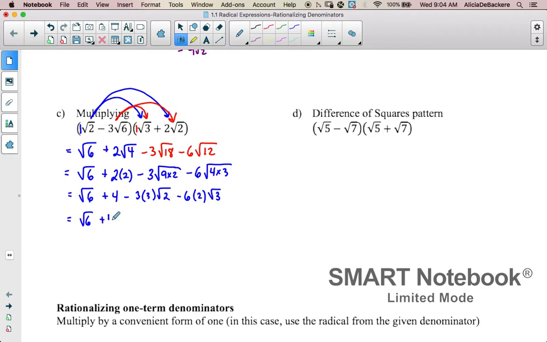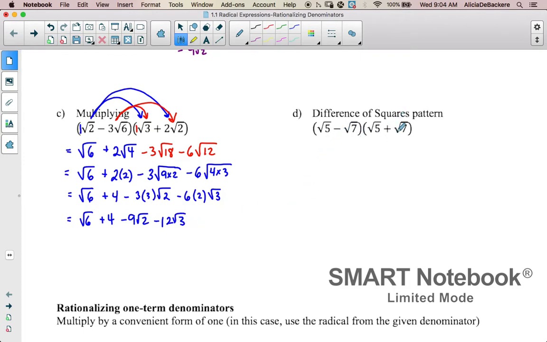So cleaning up again, now I've got 3 times 3, that's 9 root 2, and 6 times 2, that's 12 root 3. All of these roots are in simplest form, there's no perfect square I can divide them by, and there's no like roots for me to collect, so I'm actually done here. This is in simplest form.